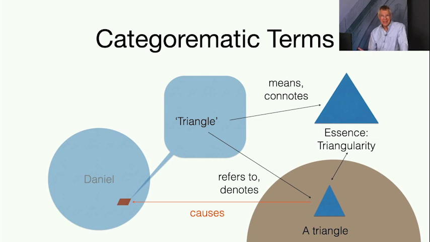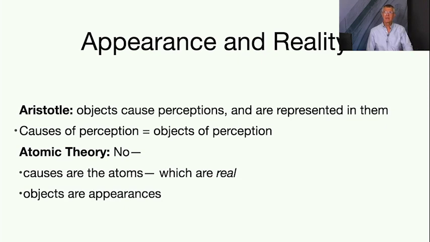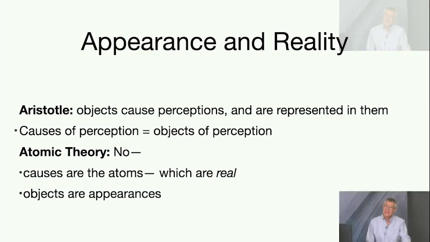It's a picture you find in Aristotle, in Aquinas, in Peter of Spain, and a variety of other people. It applies to all categorematic terms, that is to say, things that actually do refer to things in the world, things that aren't just conjunctions or connectives or the word the or a preposition like in or other things that play a different linguistic function. But after the atomic theory, we're inclined to say, wait, that picture is not, well, really accurate. It's a bit oversimplified. Why?